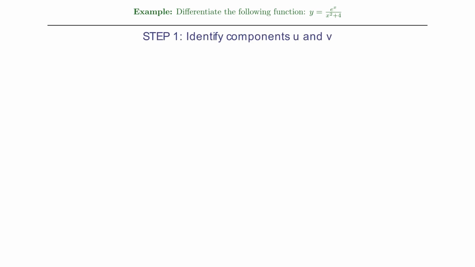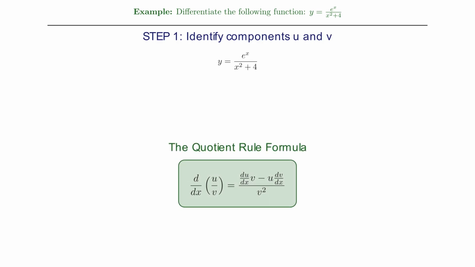The first step is to identify the components u and v. So we have two functions in the fraction. The top of the fraction is e to the x, and the bottom of the fraction is x squared plus 4. So looking at the formula, the top of the fraction has to be u, so u is e to the x, and the denominator is v, so the v has to be x squared plus 4.